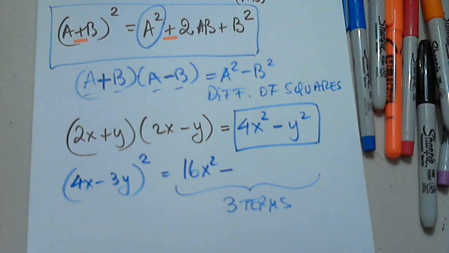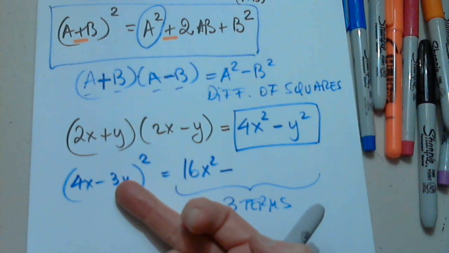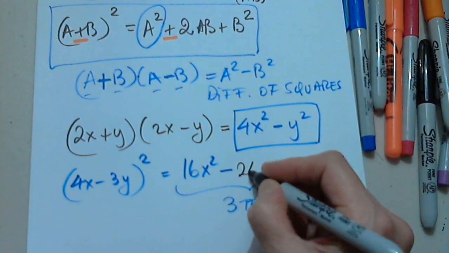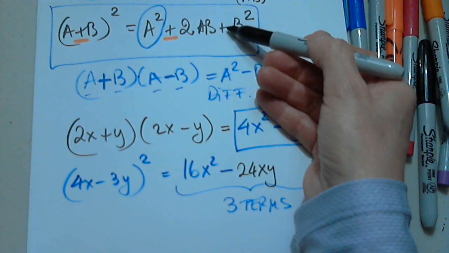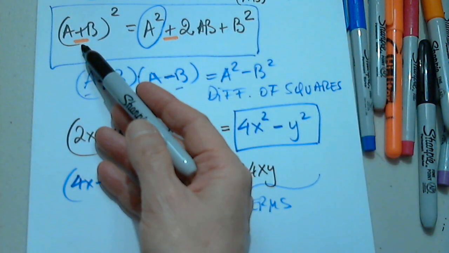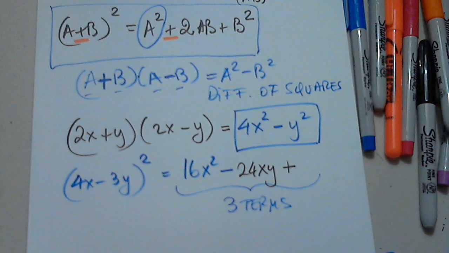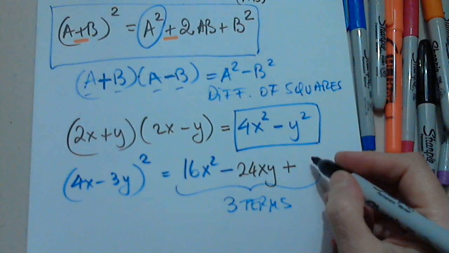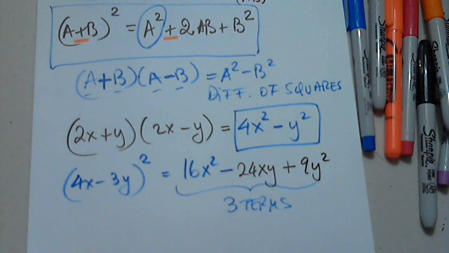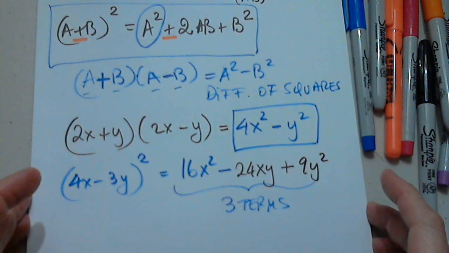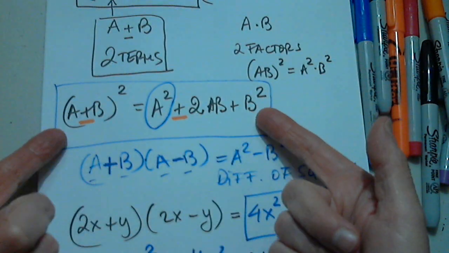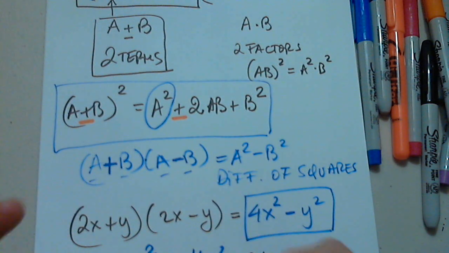24xy. Yes, because 2 times 3 is 6, times 4 is 24xy. Excellent. And remember, the last term is always positive. No matter what we have here, the last term is always positive. Can anyone give us the last term? Plus 9y squared. That's it. Plus 9y squared. So that's how these two formulas work. I don't consider these two. I consider this one, and I consider this one another.